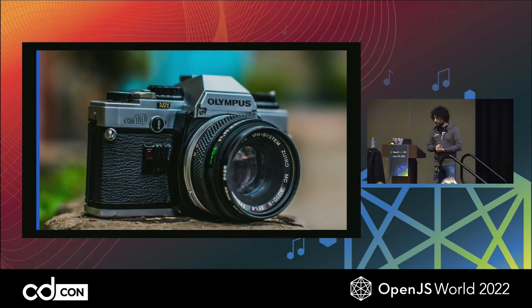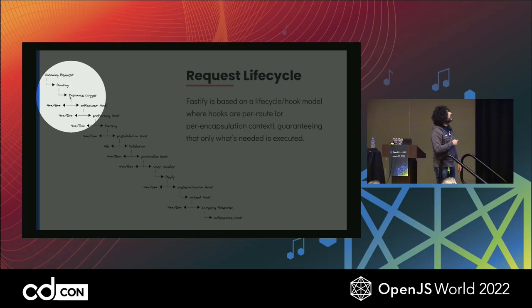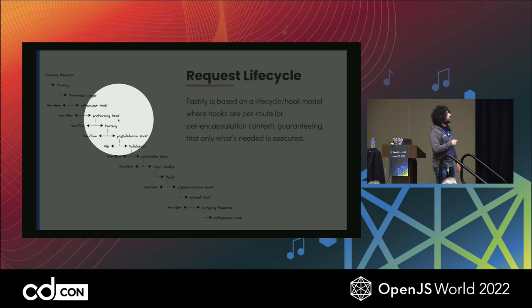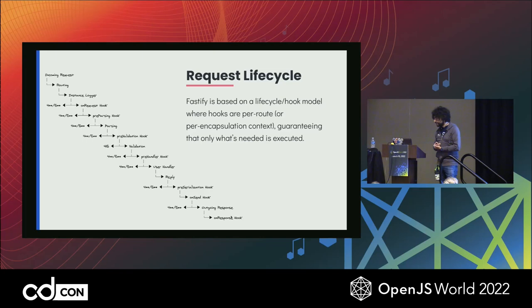So let's go into a little more detail on a specific feature of Fastify itself. Fastify does not have middlewares. Fastify has a concept of request lifecycle. Essentially, there are certain phases in which you can inject code in the lifecycle of a request, and that's it. The first thing that we do is routing at the top. Then we get loggers, and then we have hooks. Then we parse our bodies, and so on and so forth, up until we send the response. And then we even have a hook after the response is sent. Why is this important? We'll come back to that in a second. But that's what we do with hooks.